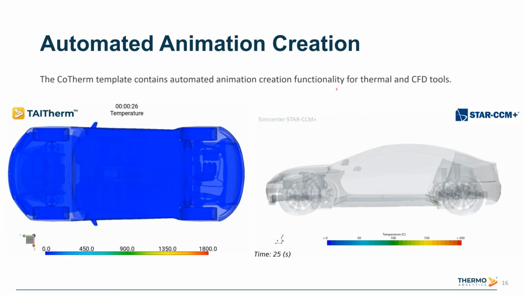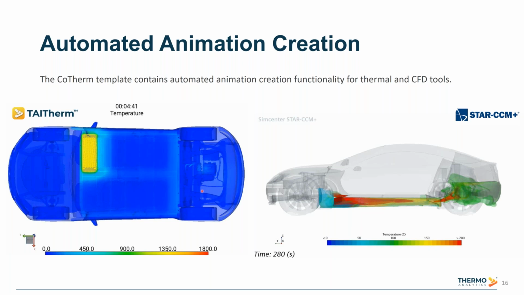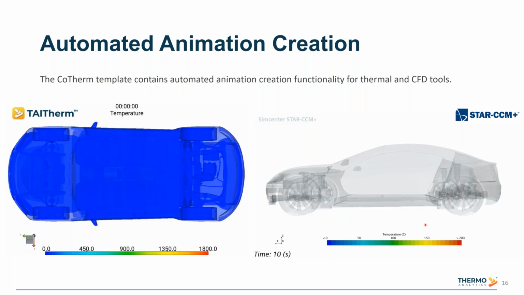The Cotherm template also supports automated animation generation functionality for thermal and CFD tools. So for example, on the left, we can visualize the battery pack temperatures as well as in this underbody venting region. On the right, we can visualize the transient flow field from the venting, see how that develops over time, as well as how the air warms around the pack as thermal runaway progresses.